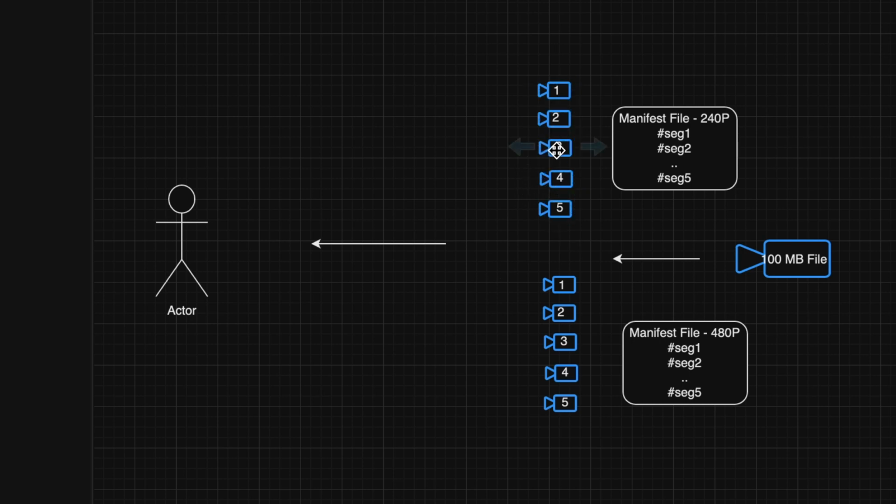But let's say on the third segment you want to play the video in a higher resolution. So what you would do is generally select a different manifest file by clicking on the video resolution, and then this file would be downloaded, and from the exact same segment, which is the third, the video will start playing. Cool, isn't it? So now let's take a look at how this actually happens.